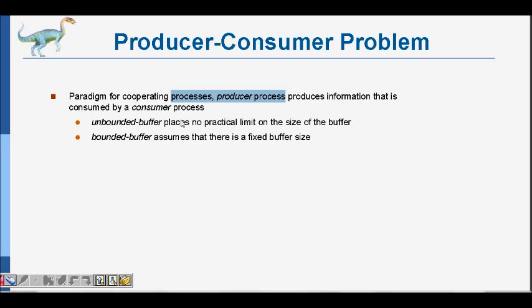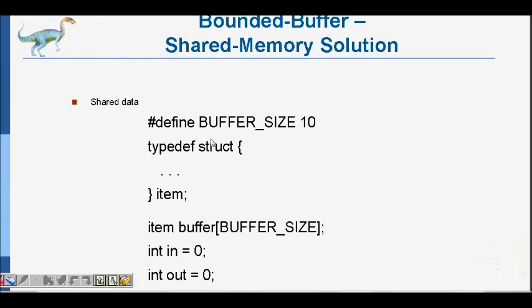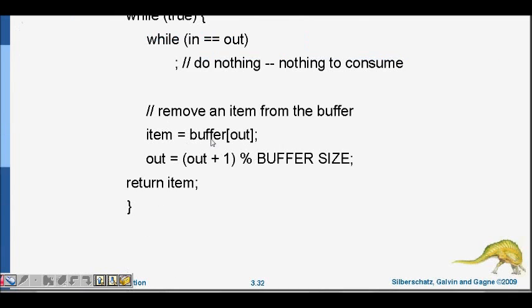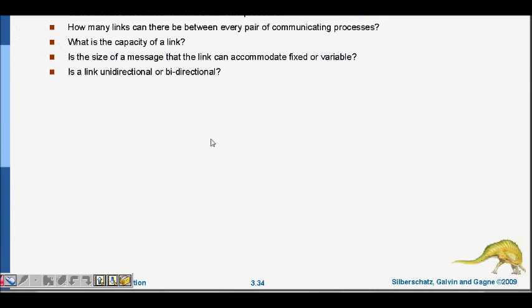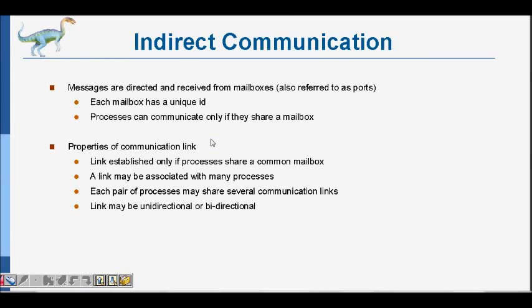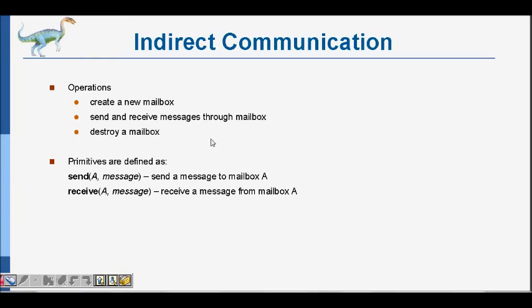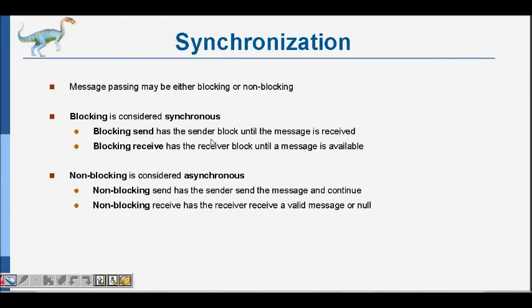So your buffer where you write something can be an unbounded buffer. There is practically no limit on how much you can write, but a bounded buffer assumes that there is a fixed buffer size, which is the normal case. So let's try to see some more things, and that is basically synchronization. Okay, so how do you synchronize.